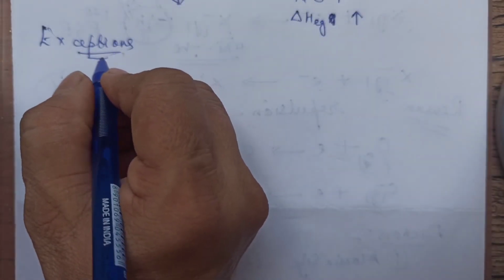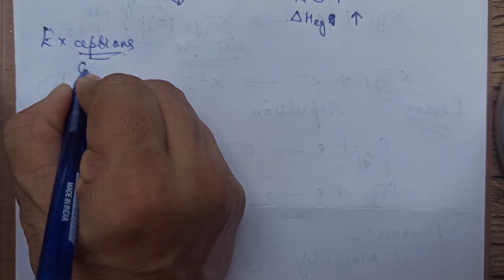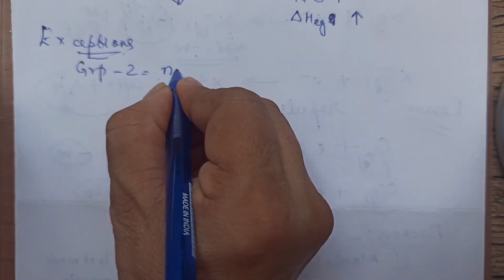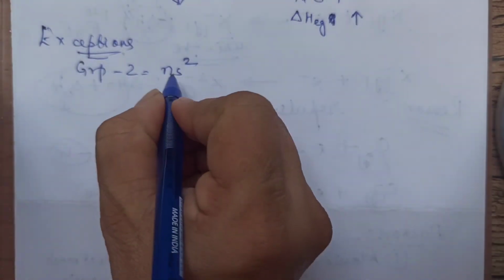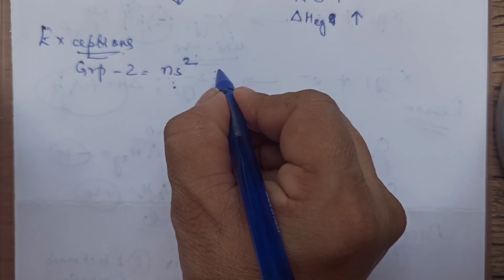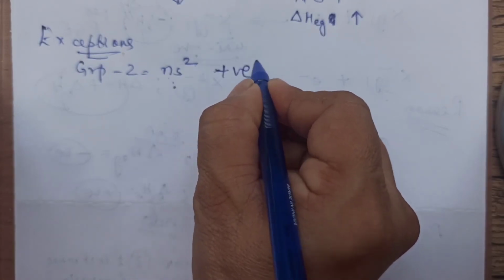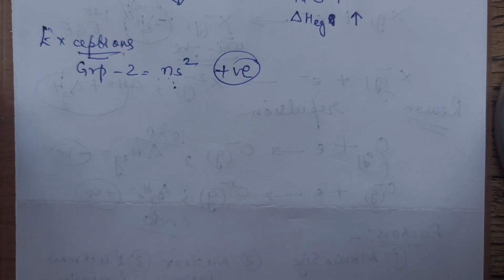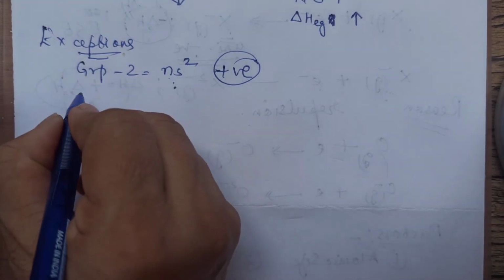Let's see which particular groups will have a different electron gain enthalpy. Group 2. The configuration of group 2 is ns2, a completely filled configuration. You will find they will have low, and a few elements have positive electron gain enthalpy because they have a completely filled configuration. They will not like to disturb their configuration.